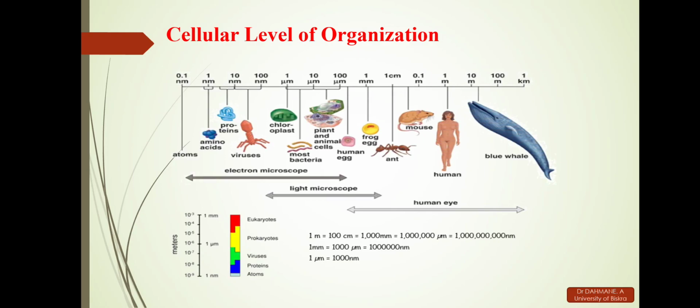In this figure we discuss the organization from atoms up to the most complex organisms. So we have viruses, most bacteria, plant and animal cells, and humans. So we have a complex organization of living organisms, starting with atoms, and finally having organisms with organ systems and tissues, etc.